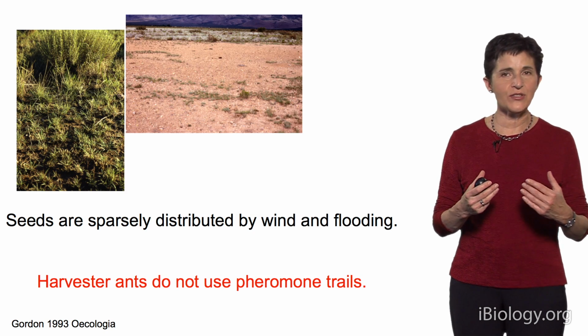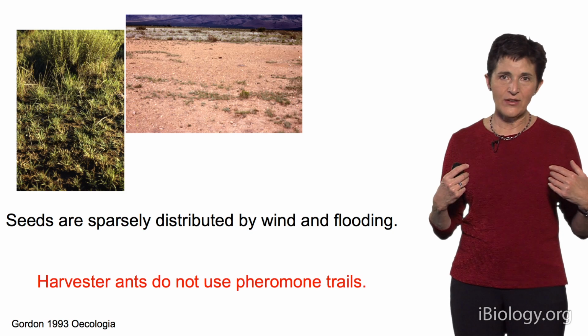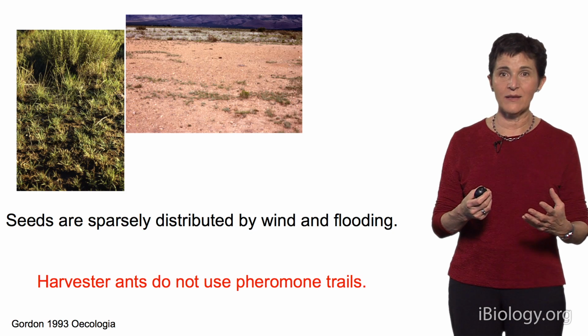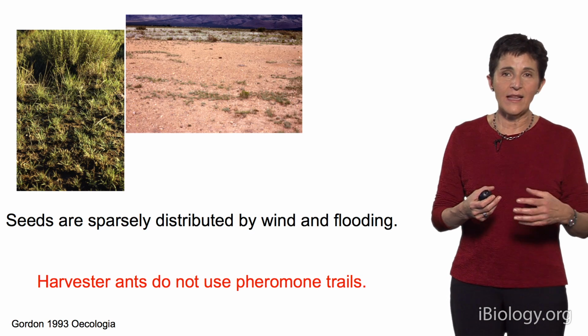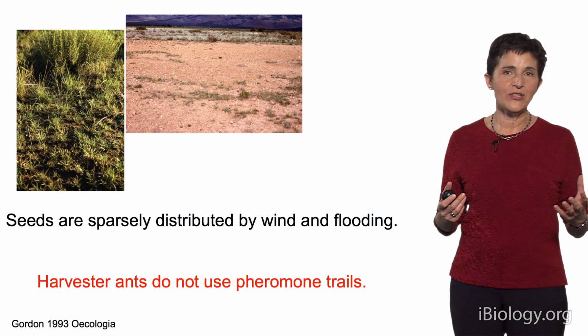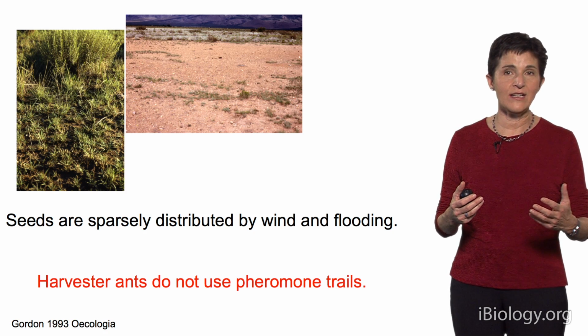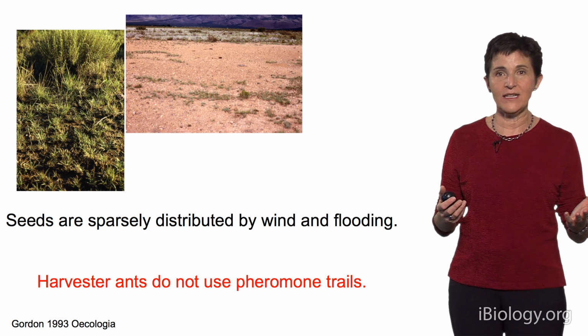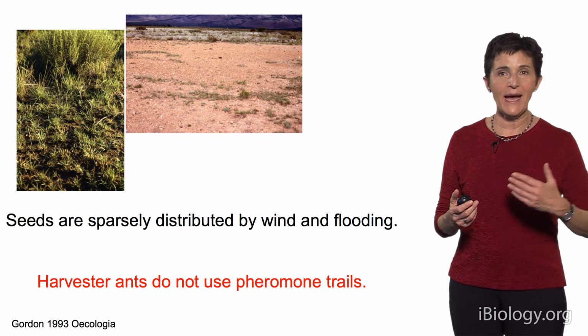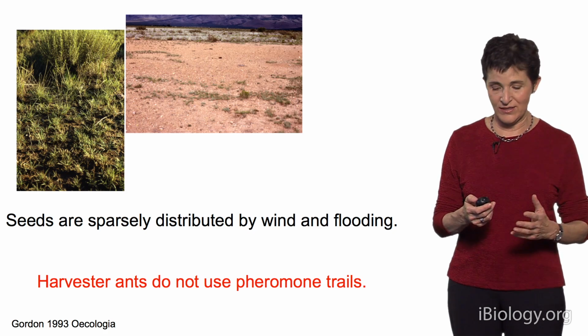And so harvester ants don't use pheromone trails. There's no need to recruit because one ant can bring back a seed by itself, and the seeds don't occur in patches. So if you're an ant and you find a seed, that doesn't mean there's going to be any more seeds nearby. There's no point going back to get anybody else to recruit to the seeds.